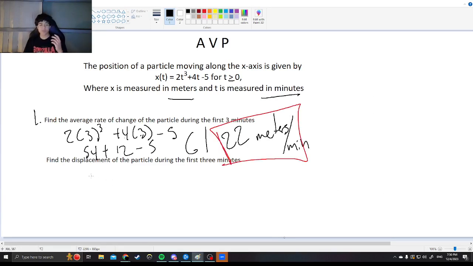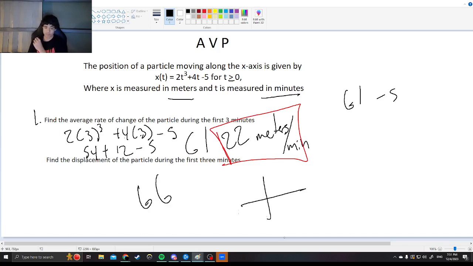And so this next problem here is asking find the displacement during the first 3 minutes. So to find the displacement, we just went over it. It's the end value minus the start value, right? Or the y at the end point minus the y at the beginning. So we already found that our y value at 3 is 61, and our y value at 0 is -5. So 61 minus -5 is 66.